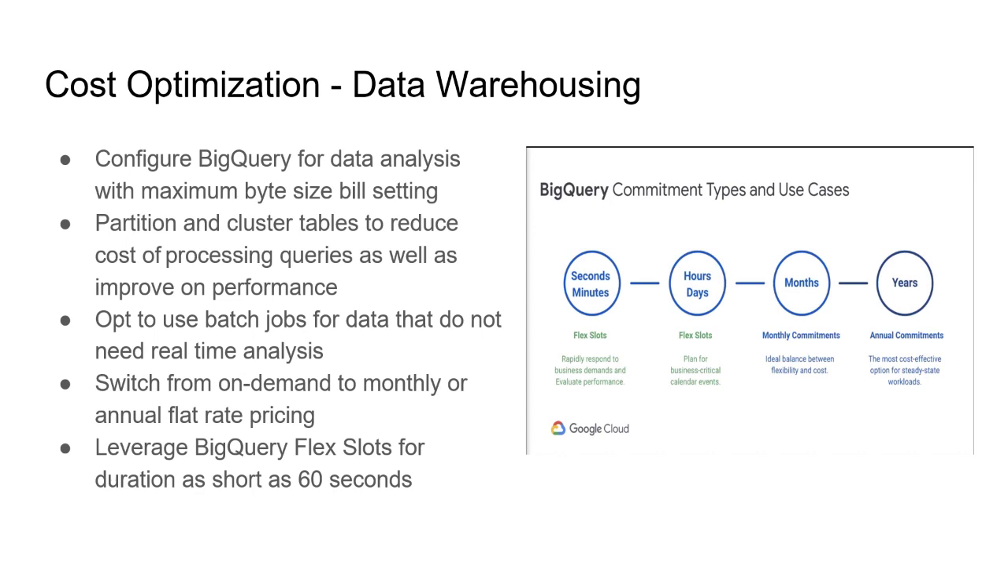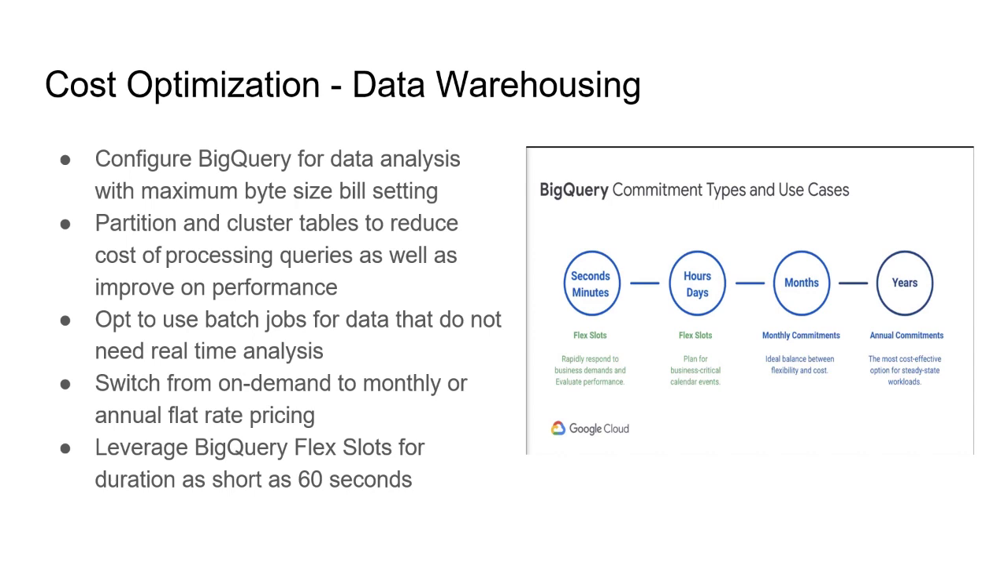BigQuery charges variable on-demand pricing based on bytes processed by your queries. If you are a high volume customer with stable workloads, you may find it more cost effective to switch from on-demand to monthly or annual flat rate pricing, which gives you the ability to process unlimited bytes for a fixed, predictable cost.